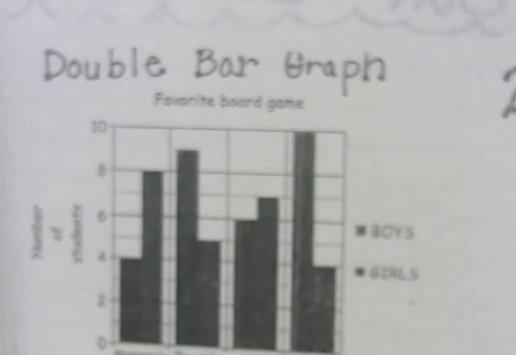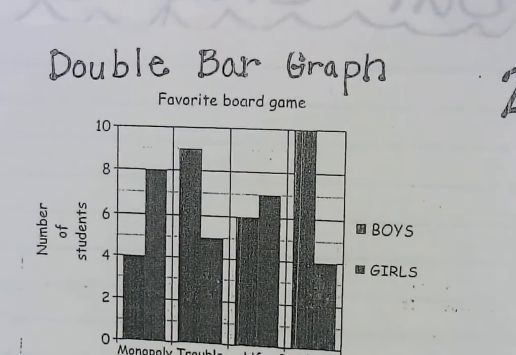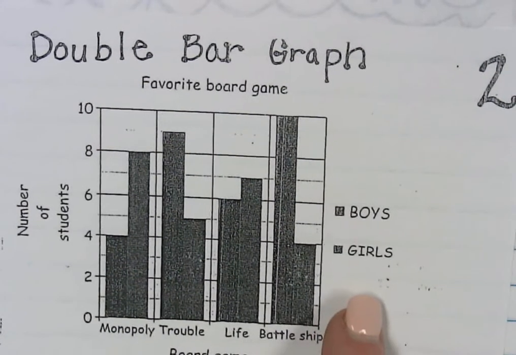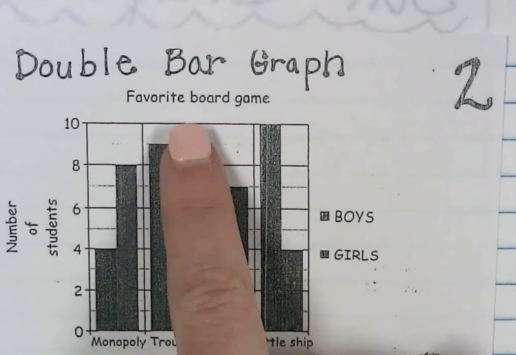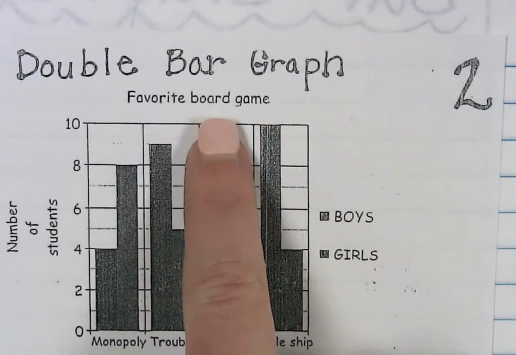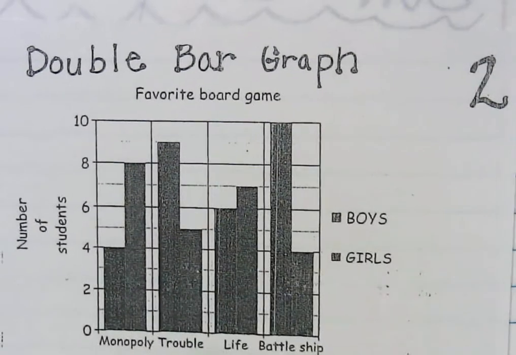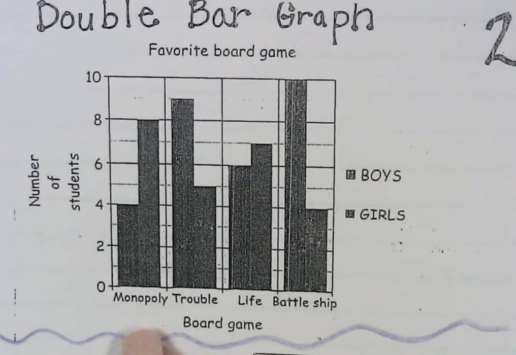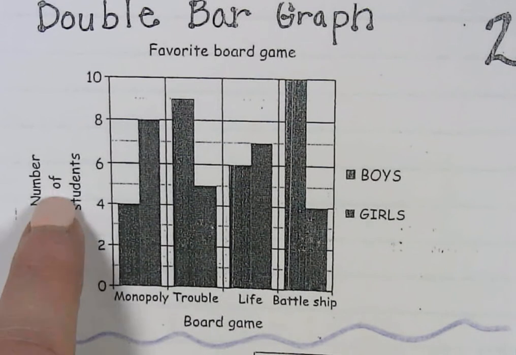And this was a double bar graph. If you can read a regular bar graph, double bar graph is the same thing, except they're showing you two things at one time. So for this specific one, they have a title. All graphs should have a title so you know what it's about. It looks like they asked people what their favorite board game was. All of their axes, the X and the Y axis, are labeled. So it looks like on the bottom, this was the board games, and on the side, this is how many students voted for that.